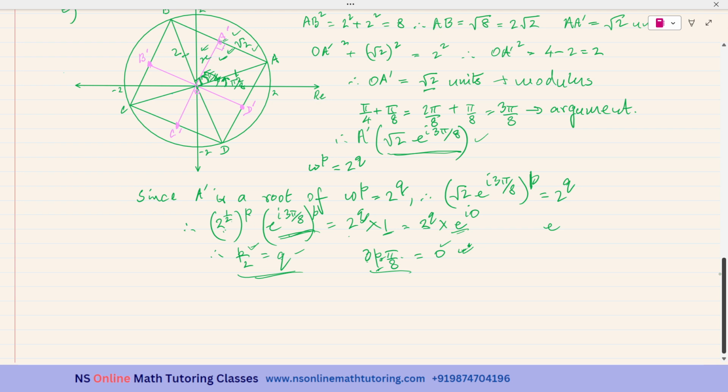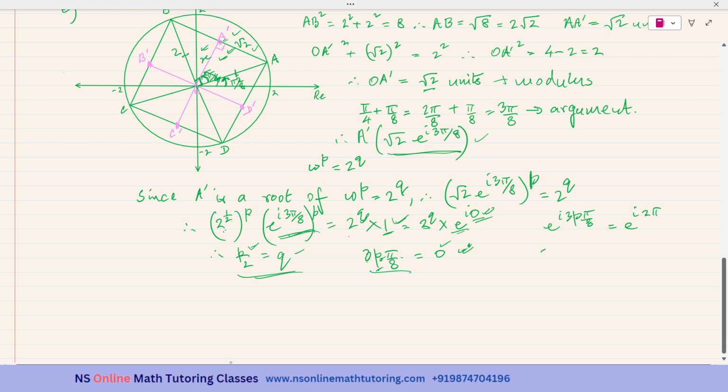e to the power of i 3p pi over 8 equal to e to the power of i. This time I have taken 0. Now I will not be taking 0, because I have seen that if I take this as 0, it doesn't work. I have to write 1. What can be the other angle? I know cos 2 pi equals 1. So I can write this as 2 pi.